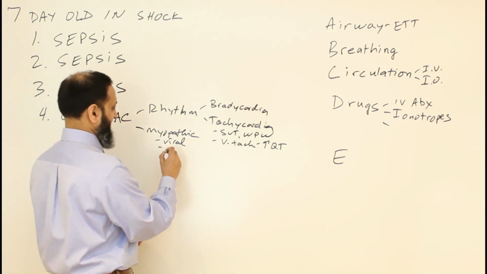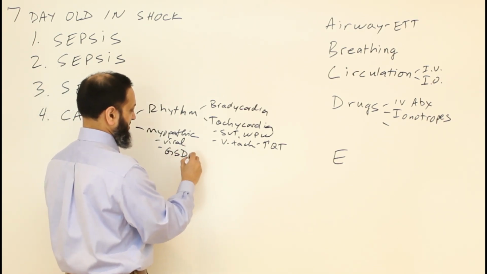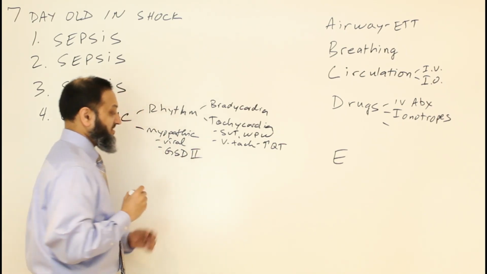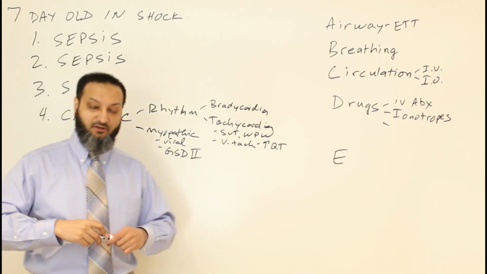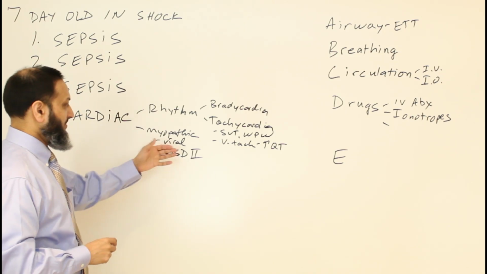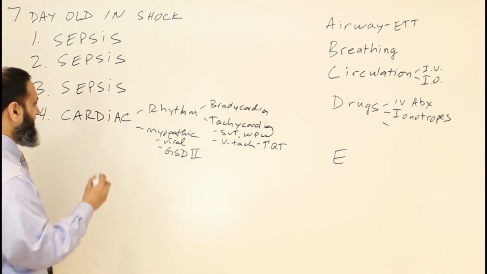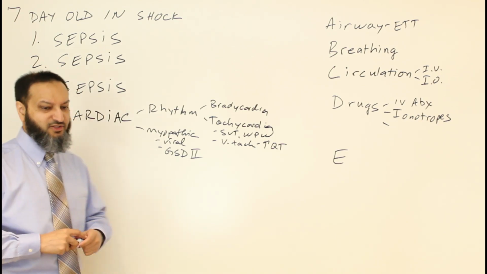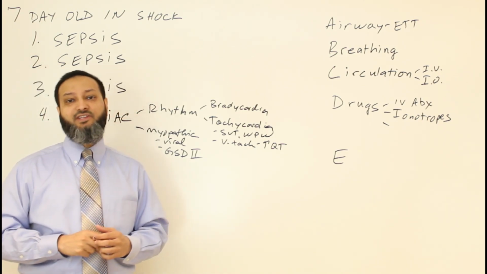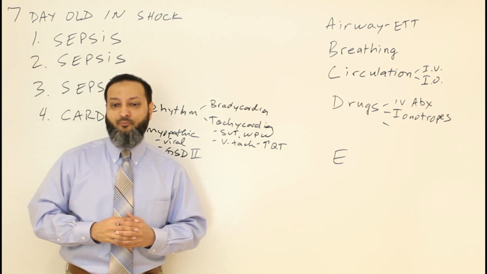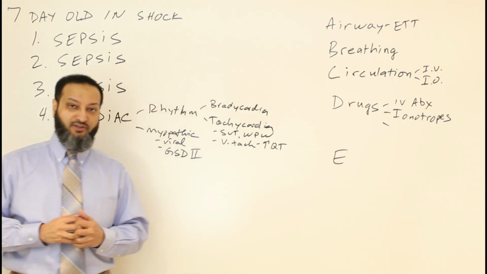So there's different things that can cause that. We'll say glycogen storage disease, especially type 2, or Pompe's disease, can give you a cardiac cause of cardiogenic shock, and myopathic causes related to that. And then under cardiac, the other big area is going to be related to what happens at 7 days of age physiologically to the heart of an infant.